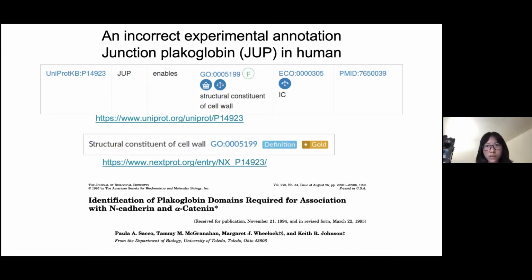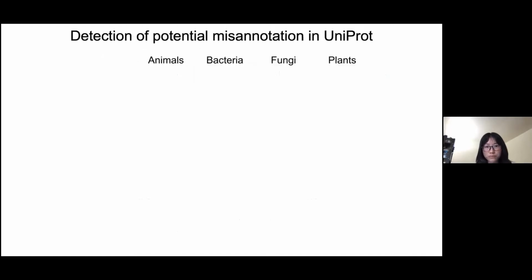We checked the experimental paper and found that it only shows that this protein is on the outer surface of the cell. So somehow the curator incorrectly assumed that this was the cell wall, resulting in this misannotation. So this protein is well characterized, but also contains errors. So we decided to develop our own method to find out such errors.